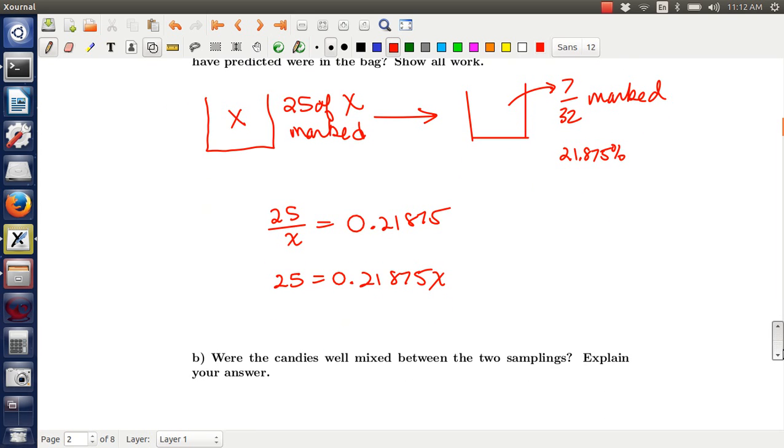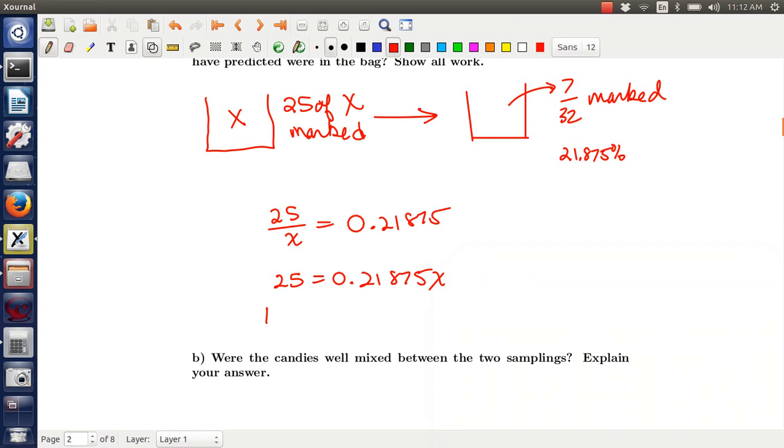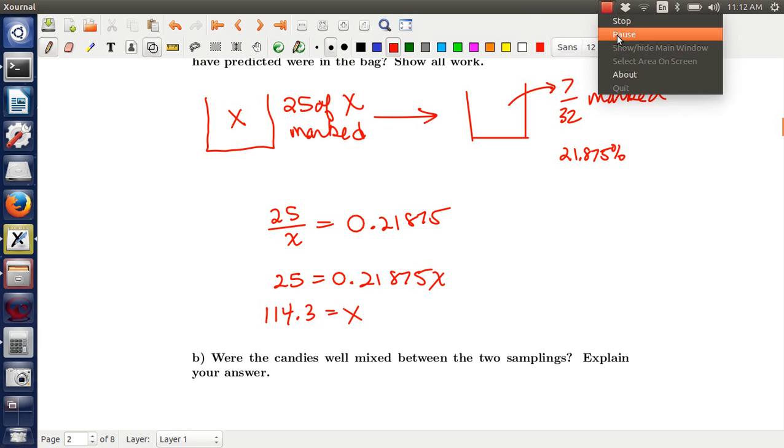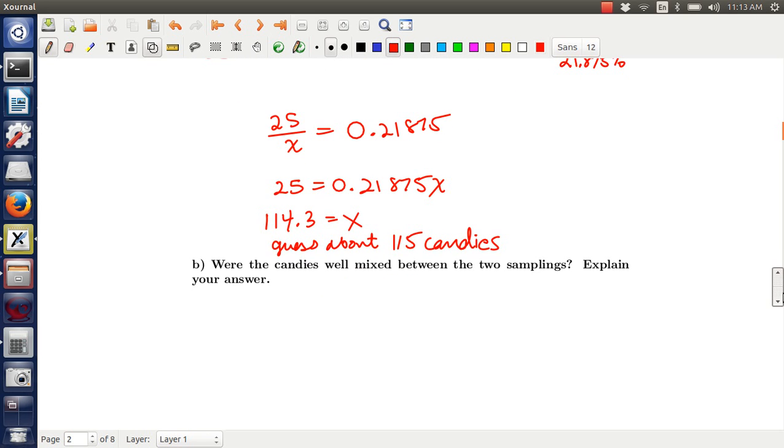Okay, then you divide both sides, so you say 25 divided by 0.21875 equals, so you should be saying 114.3, and the reason I want you to put the 0.3 is I want you to be aware that it's not an integer. Okay, so estimate about 115 candies, because we know that no manufacturer is going to put 114 in the container, and the students actually knew that I opened a fresh container, so they could guess there's 115.